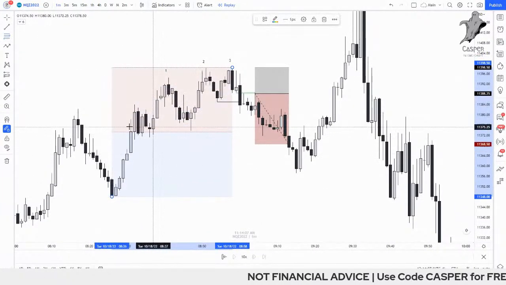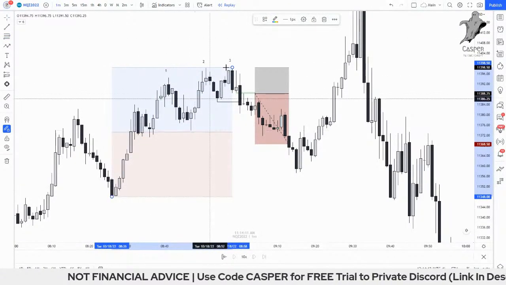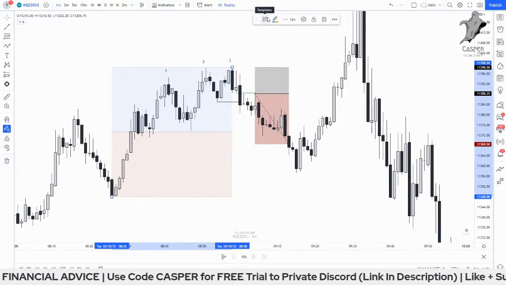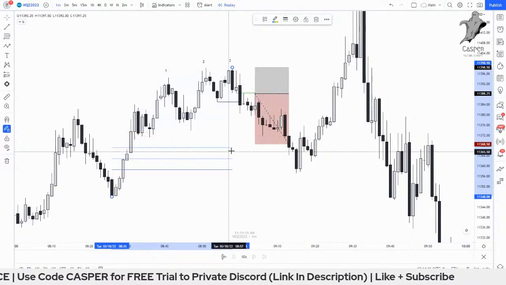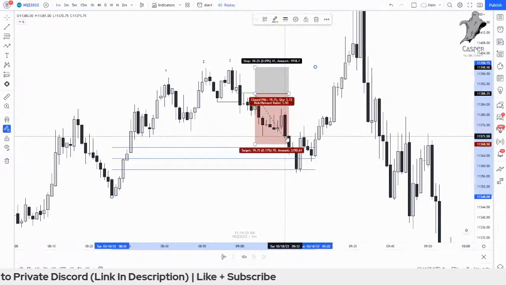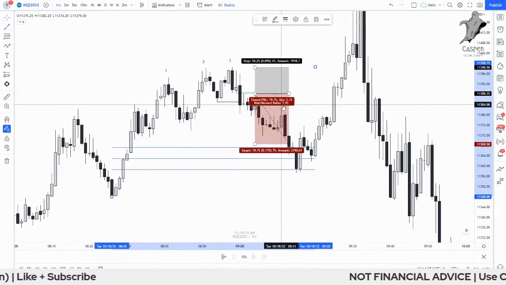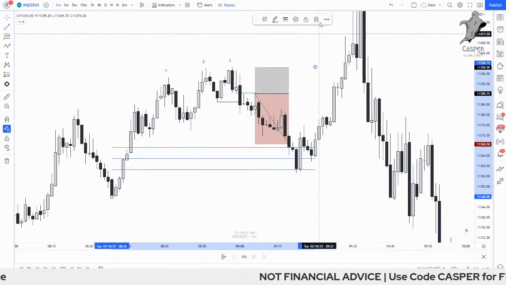Now, another thing you can do with 3 drives is you can measure the expansion up into the 3 drive, and this can be a little tricky at times, but then you'd look for OTE of it. And if you see, that's right what we got. So that can also be a helpful tool for taking profits. I didn't, but I would have done a fixed 2R, just kind of paper trading.